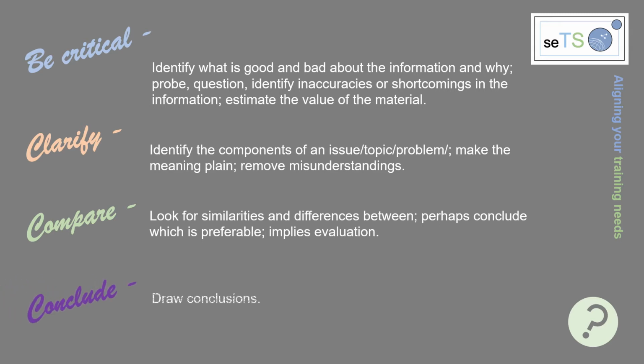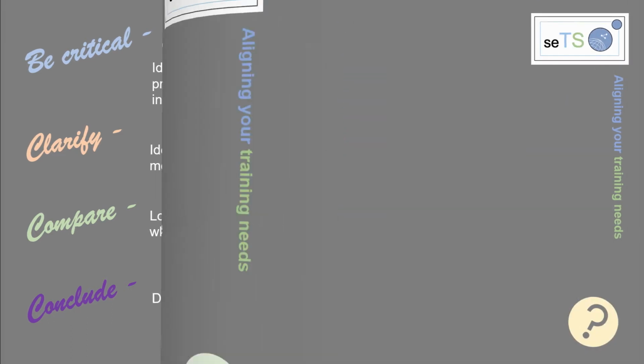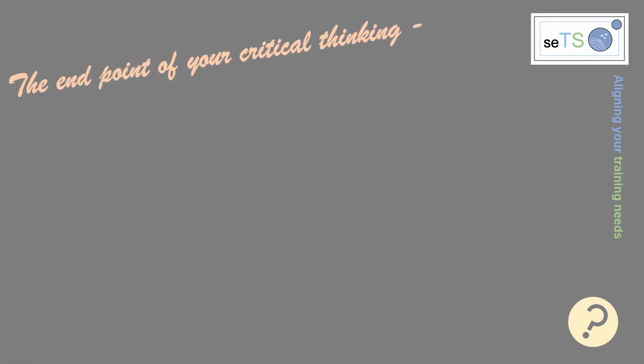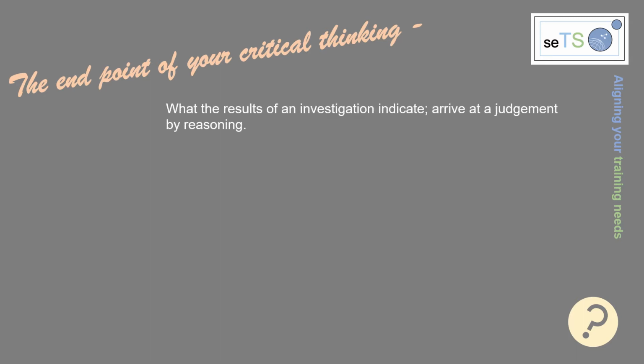Context and variation determines the level of cognition involved. Conclude. Draw conclusions. Arrive at a judgment or opinion by reasoning. Why is this my decision? Decide by reasoning, and this may link back to an initial hypothesis or argument. The endpoint of your critical thinking. What the results of an investigation indicate. Arrive at a judgment by reasoning.